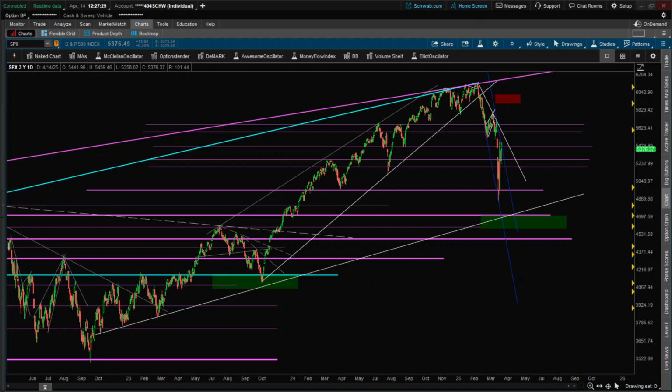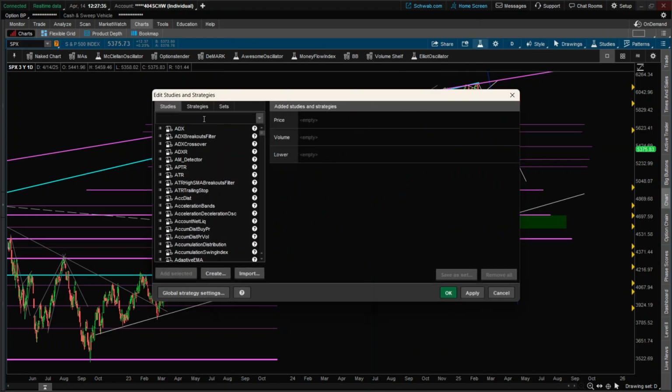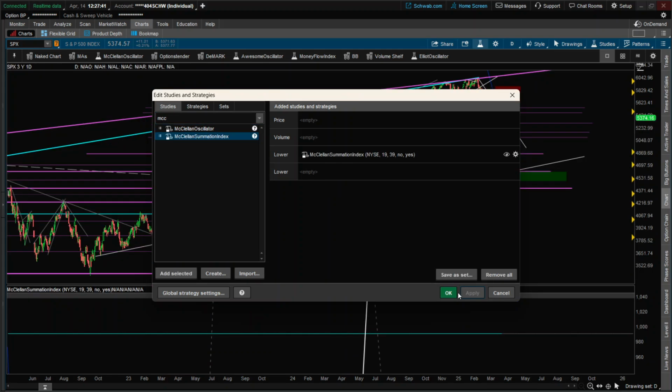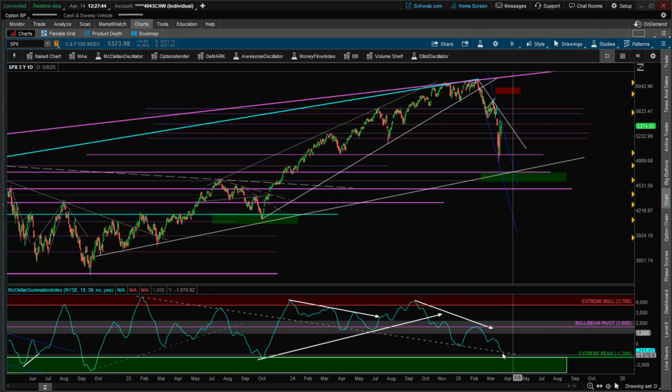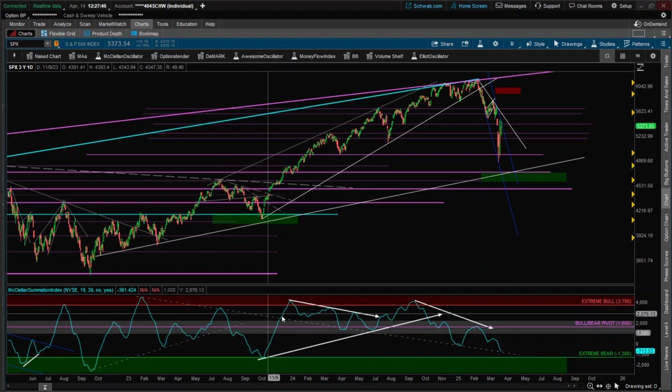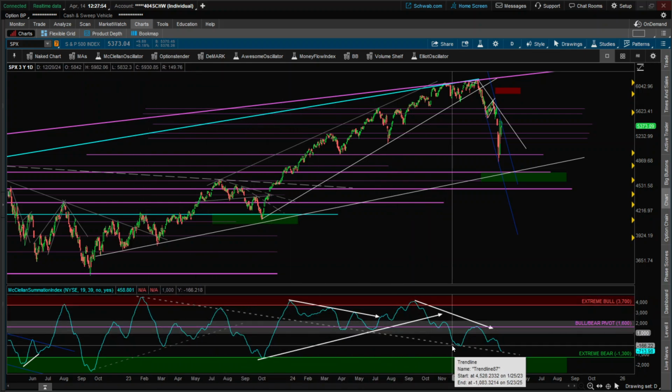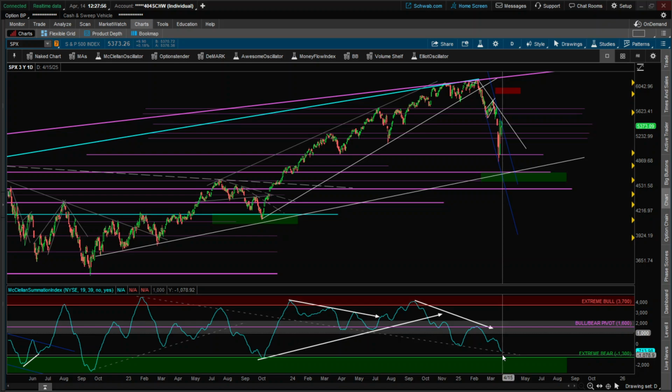Here we go. We have SPX on the daily time frame. We're going to pull up that McClellan oscillator, pull up that beaker there, start the search, and it comes right up here as a summation index. Let's apply. So what we have going on here, we have this downtrend line that price has been working off of for quite some time. Okay, so we're at that point.